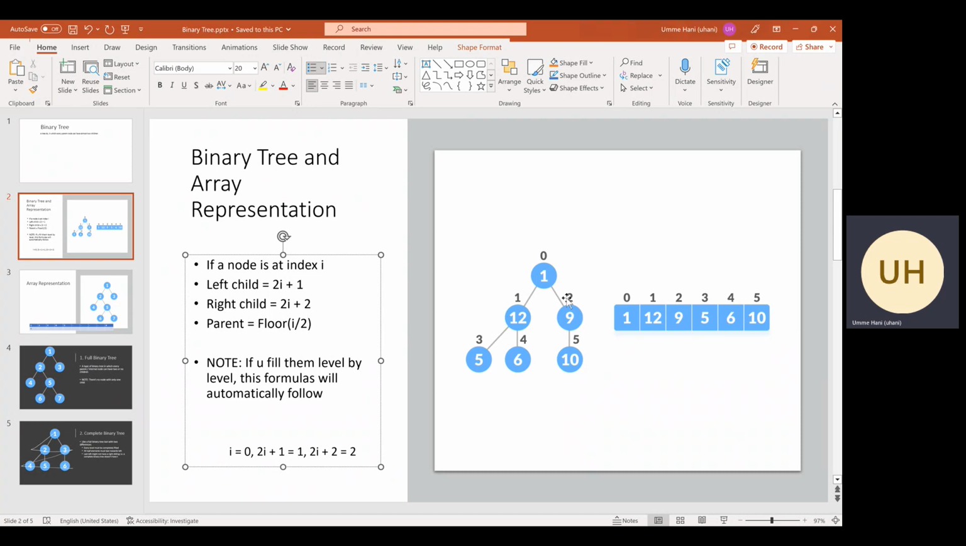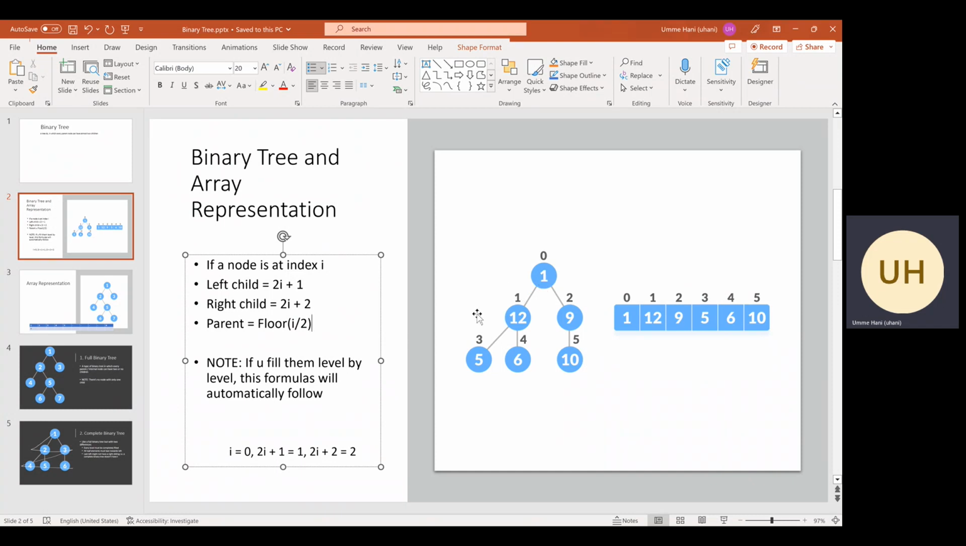How we fill the array is, if a node, let's take this node, if this node's index is 0, then its left child will be at index 2i plus 1, that is at index 1, and its right child will be at index 2i plus 2, that is at index 2, and its parent will be at index floor of (i minus 1) by 2.